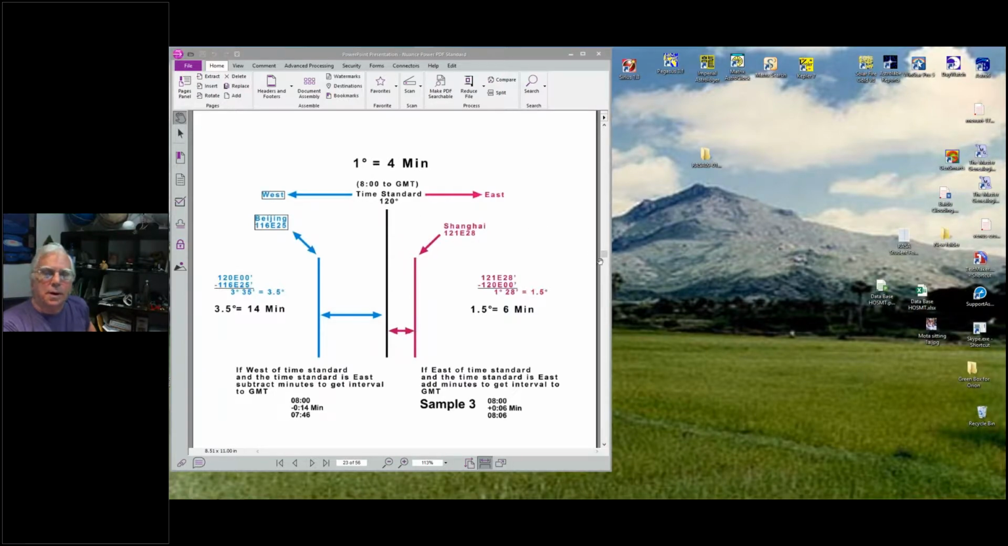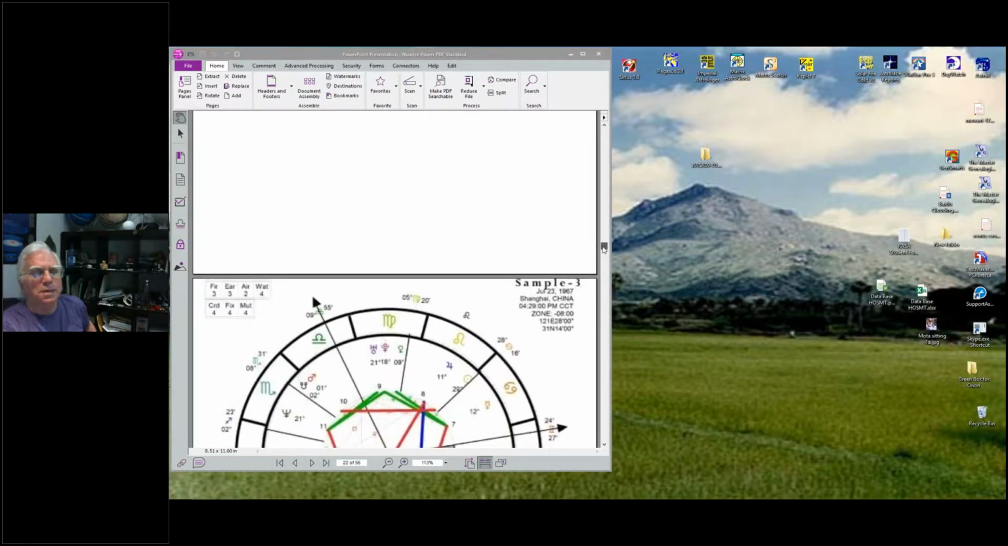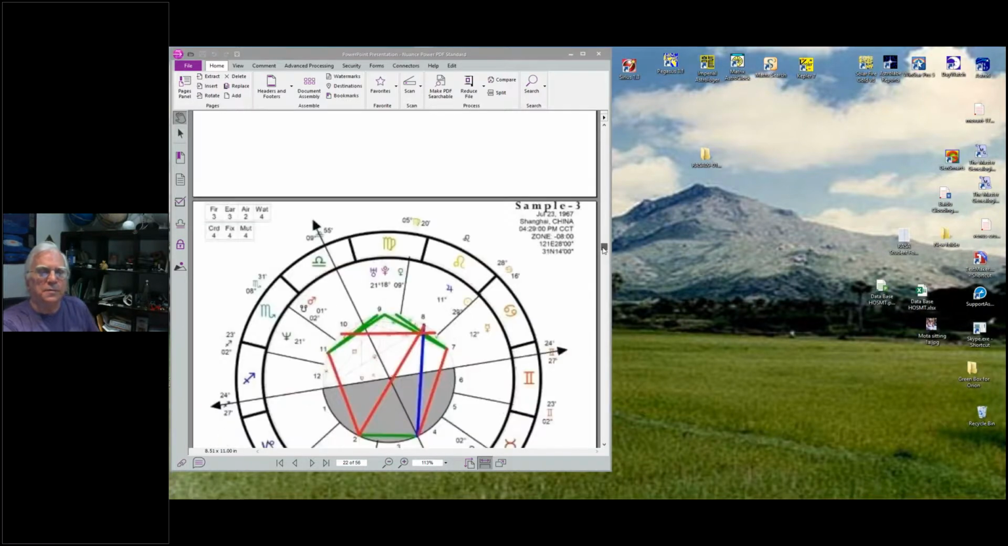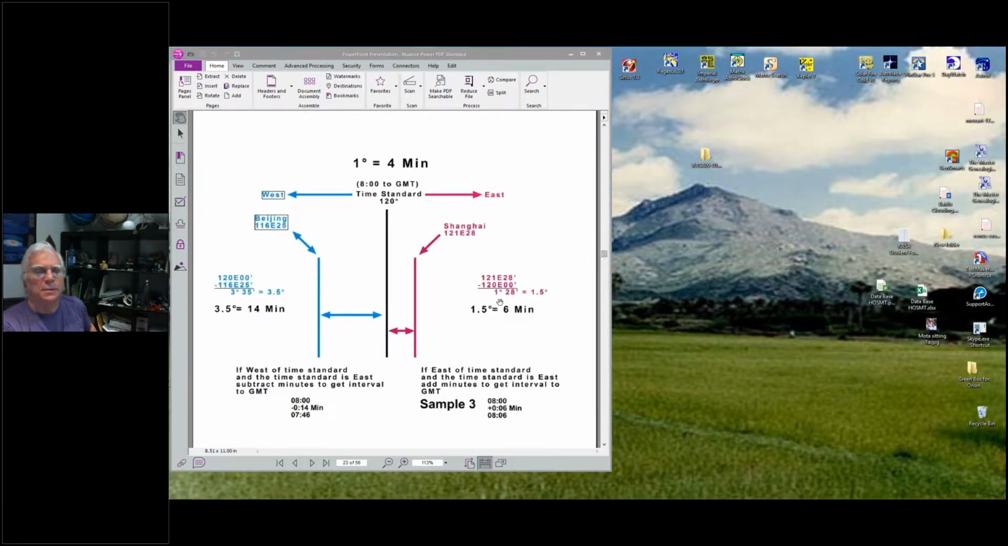So the time was 4:29. They didn't use, the only rare times that they use Daylight Saving Time in China, for a few years, but it hasn't been for a long time, and only in certain places. So 4:29 plus 6 minutes, 4:35, will be the local mean time. But when you're going to Greenwich, you're going from the other way. Like here, from this time standard, it's 8 hours to Greenwich, but it's another 6 minutes. So you add the 6 minutes, 8 hours and 6 minutes to Greenwich.